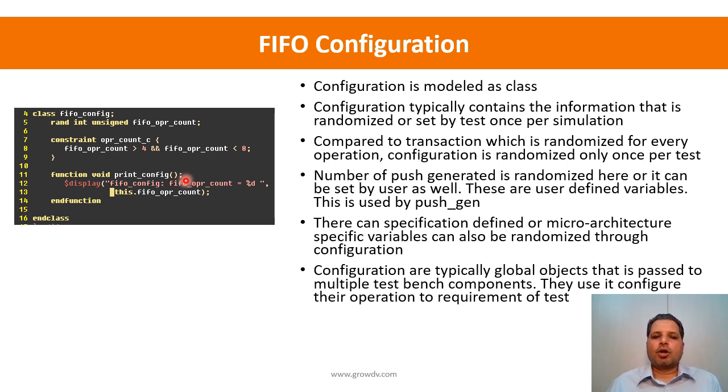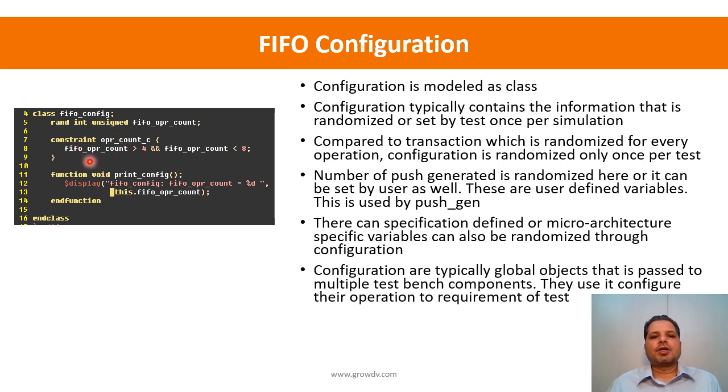And this is a global object, so this configuration object would be passed to all of your test bench components, because all the stimulus that is generated will be in line with this. Any processing of the information that they do will need the configuration object, right? So here we have just declared one rand int unsigned variable for the operation count, and int is again a scalar data type. We'll look at it in more detail when we look at the SystemVerilog data types.